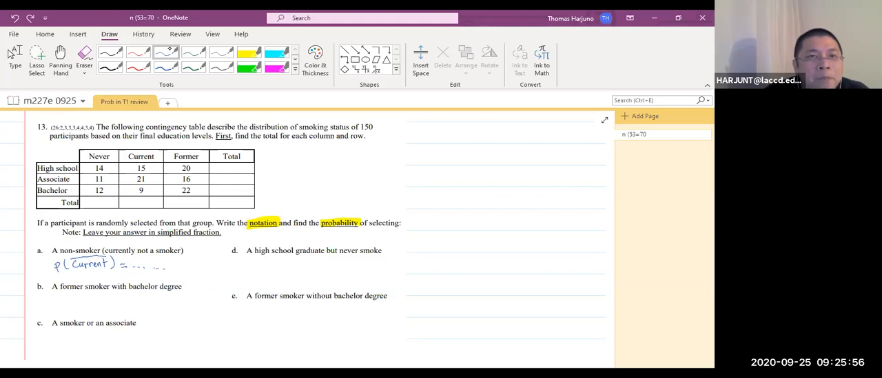First, find the total for each row and column. Let me do so. This is 37, this is 45, this is 58, which if I add them, what do I get? 95, 140. Oh, something is not right here, Thomas. I know. So that's 49. This is 48. And this one is 21. That's 43. So the total is 140, not 150.